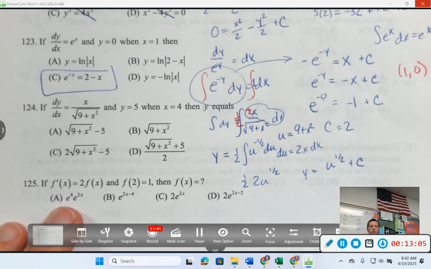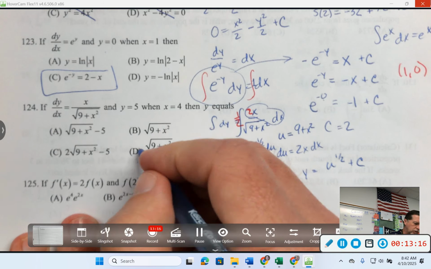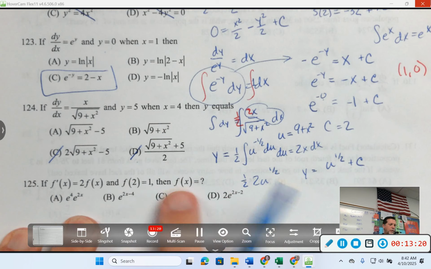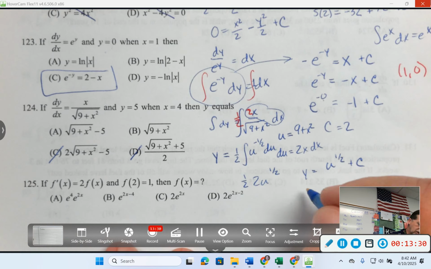I wonder if I should start looking at my answer choices here. U to the 1/2 plus c. D has a u to the 1/2 over 2, so that's out. C has it times 2, that's out. That would be for people who messed up the 1/2 and the 2 and the u substitution stuff. So C and D are out. A and B, I just got to figure out what C is equal to. So I've got to actually work the problem, or finish the problem.